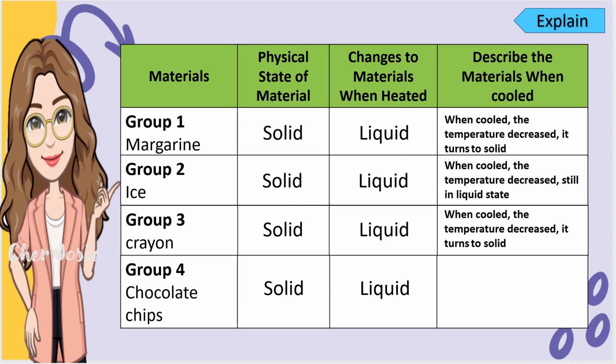Kindly describe the materials when cold. Very good. So when cold, temperature always decreases. Okay. But then, as you can see, the chocolate chips and the separate bowl or platter, it also moistened because of the temperature in the environment or the surroundings. Okay. Is it clear, class?